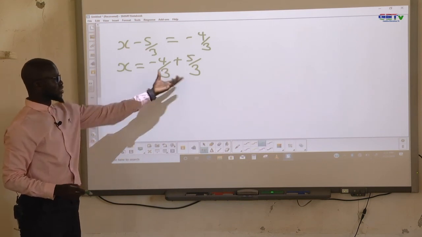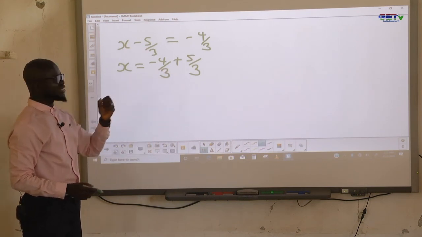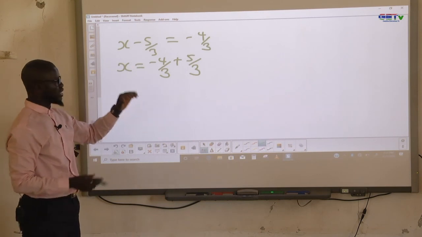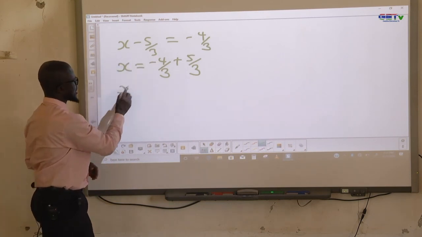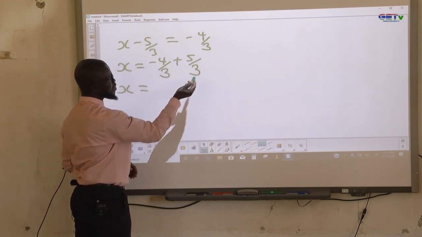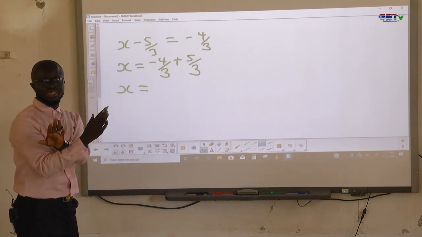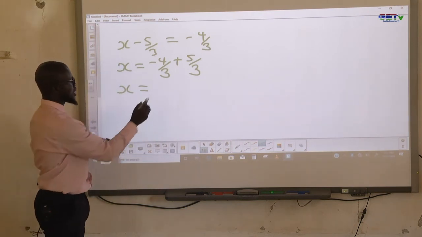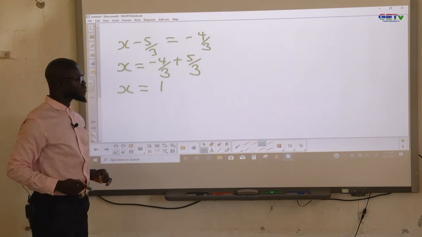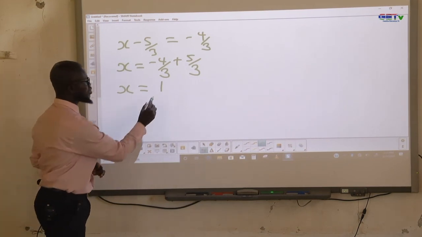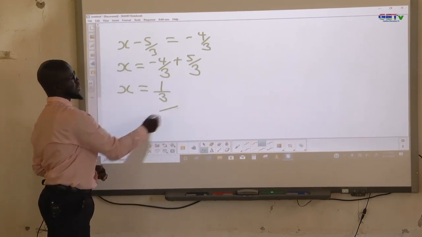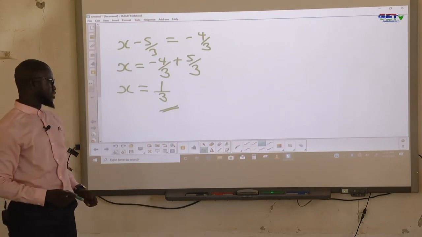If you look at the two fractions, they have a common denominator. We take one and operate the numerators. We have negative 4 plus 5. x equals to, what is negative 4 plus 5? If you switch the order, it's the same as 5 minus 4. And that will give us 1. With the common denominator, we divide by 3. And that becomes the answer to the second.